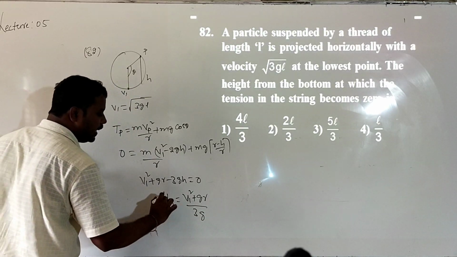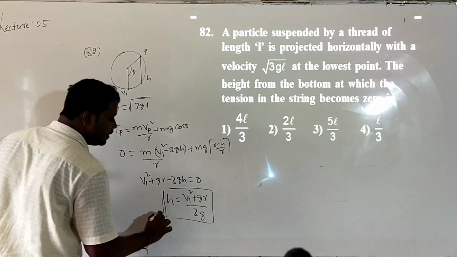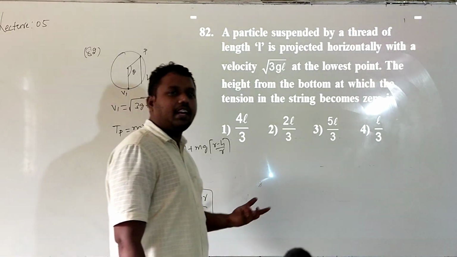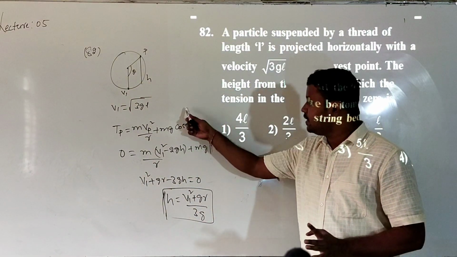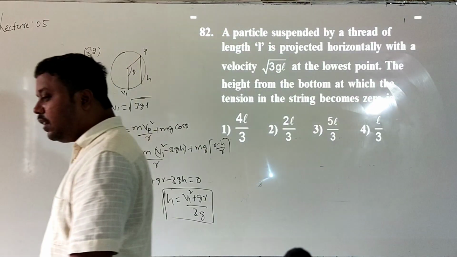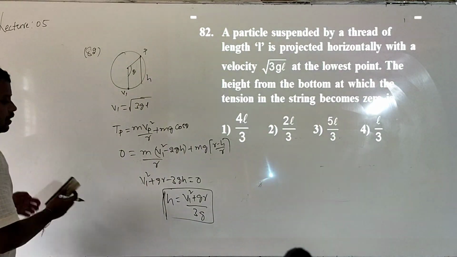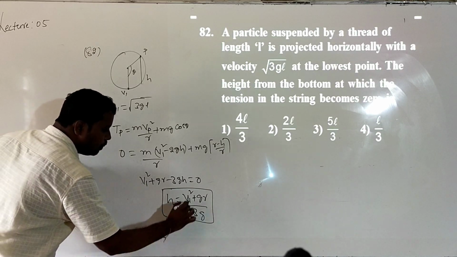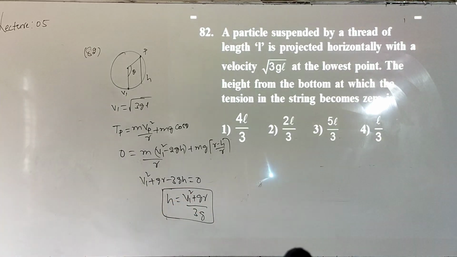Check if you have any doubt regarding yesterday's class. This is the expression for height. When you know that formula, you can write it directly, with no need of writing these steps. So h is equal to V1 square plus g R, by 3 g R.